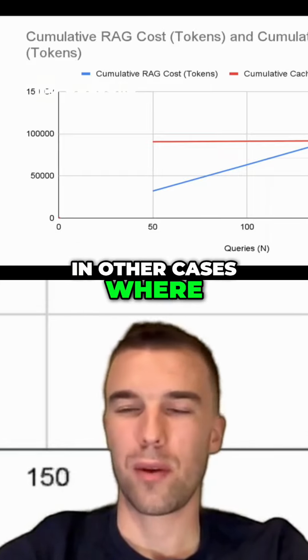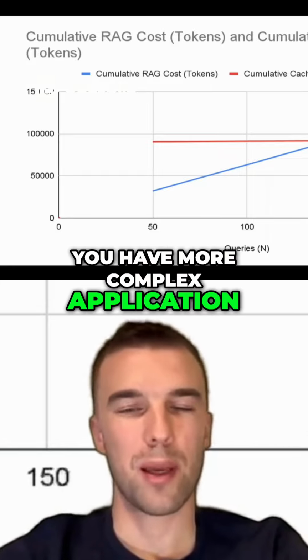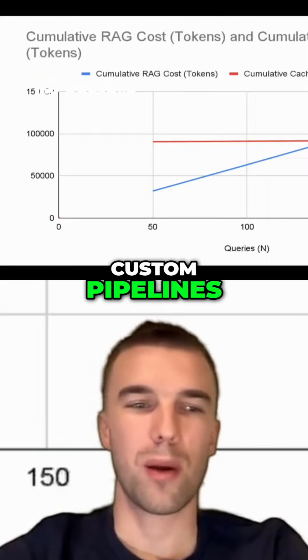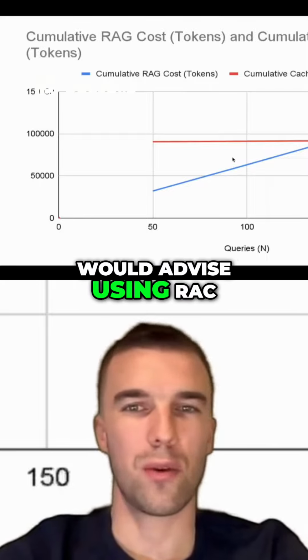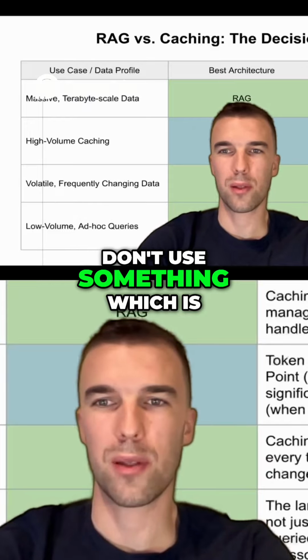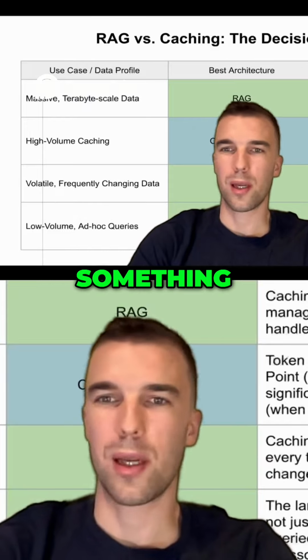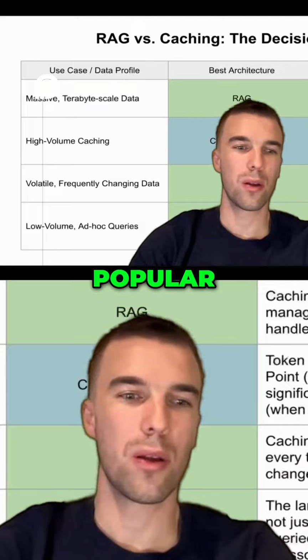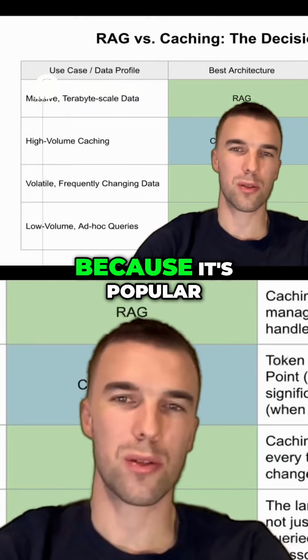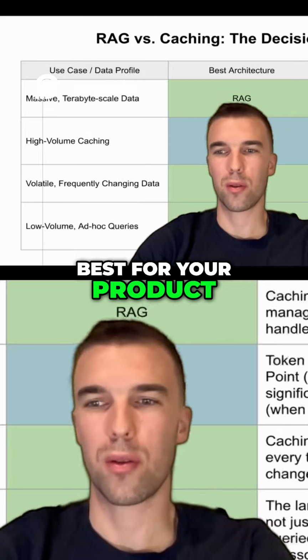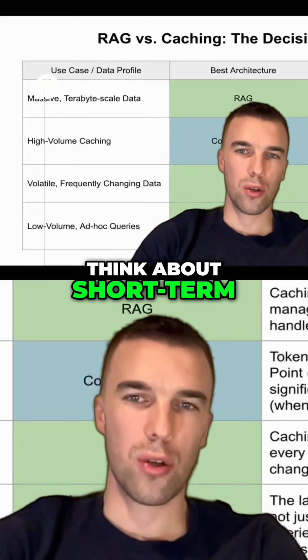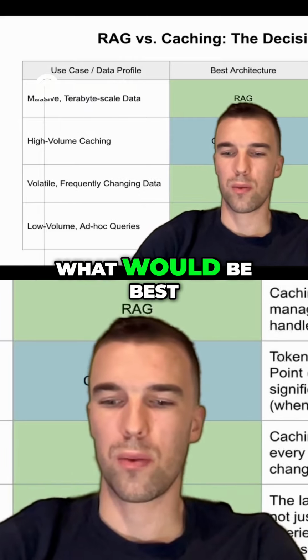You use context caching as a built-in model feature, and that's it. In other cases where you have a more complex application, when you need some custom pipelines, when you have a big knowledge base, in that case I would advise using RAG. Don't use something which is on hype, something popular. Don't use a solution only because it's popular. Always think about what's best for your product. Think about short term, long term, what will be best.